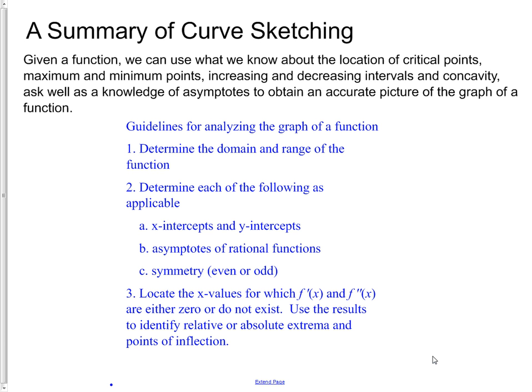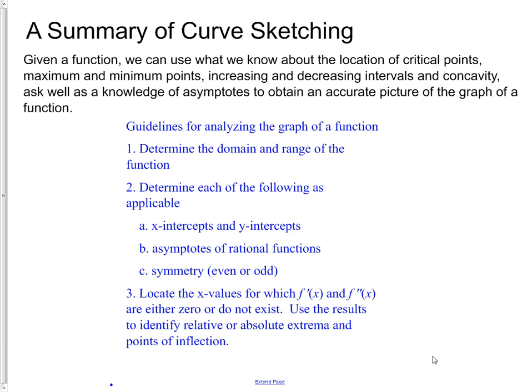Well, with all of this knowledge, it would be a shame to waste it without going through and learning how to use all of this information to help us graph. And that's one of the main purposes that we spend our time in derivative calculus dealing with. So that's what we're going to do.